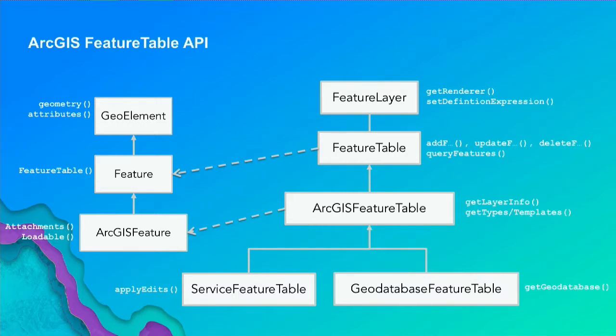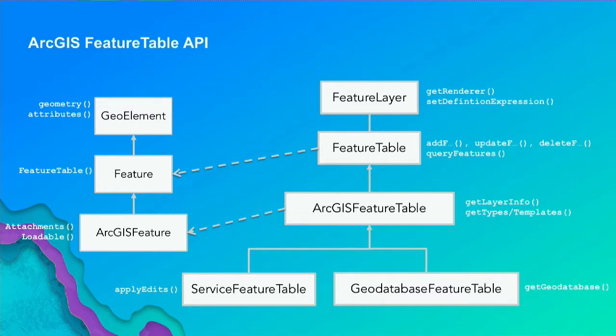So most of the time, we're actually working with the ArcGIS feature table if you're working with feature services. But depending on if you're working online or offline, there are a couple of things that we need to do slightly differently. So we do have a service feature table where the main thing is we need to call apply edits when we're doing editing of data. Or there's the geodatabase feature table, which is what we're using when we're disconnected or offline, where we are working with a backing geodatabase.